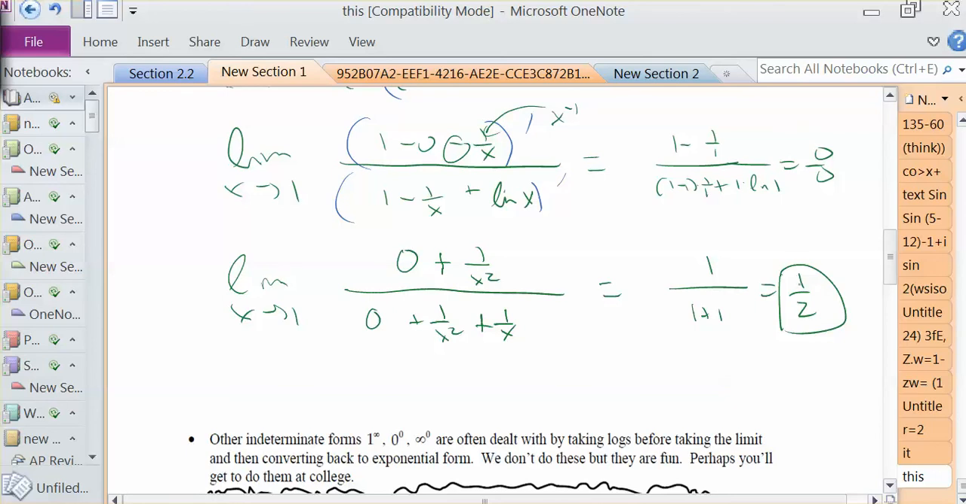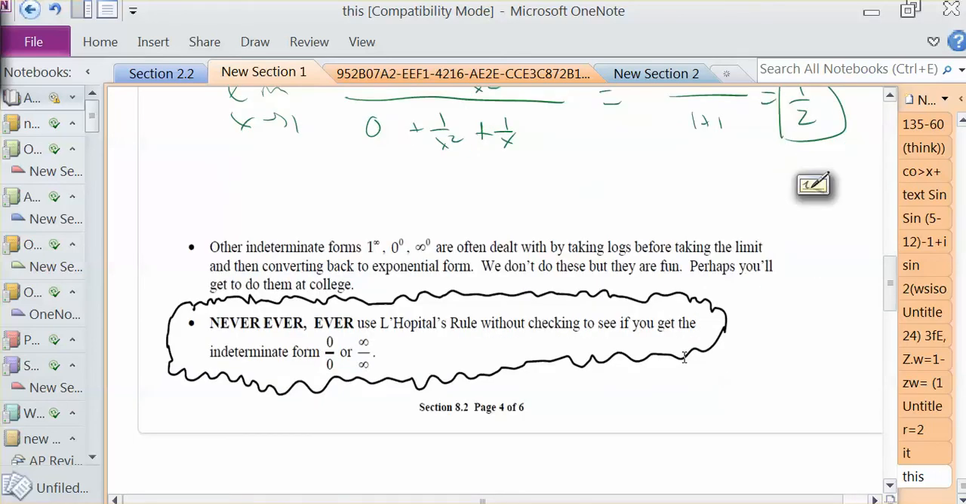There are other indeterminate forms, like 1 to infinity, 0 to 0, infinity 0. They're often dealt with by taking logs before taking a limit and then converting back to exponential form. We don't do these, but I guess they are fun. Perhaps you could do them when you're in college, so we won't talk about that. But for now, let's focus on 0 over 0, infinity over infinity. And always check to make sure that happens.